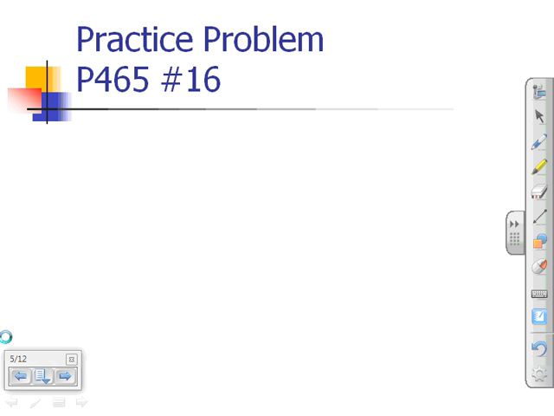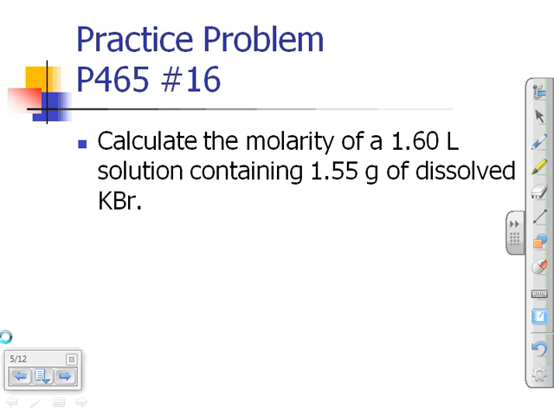Let's work another practice problem. Calculate the molarity of a 1.6 liter solution containing 1.55 grams of dissolved KBr. So let's take a look at that. If you want to pause the video right now, you can try to work this problem out yourselves. Remember, molarity is equal to moles over liters. We have the liters. We're given that. We need to figure out moles. We're given grams. Again, we need to convert from grams to moles.